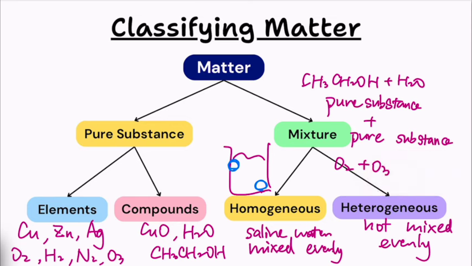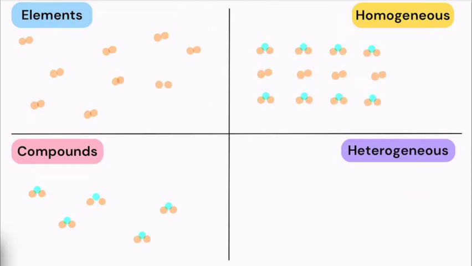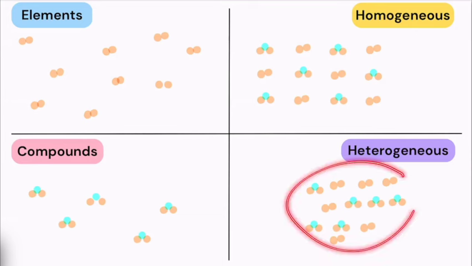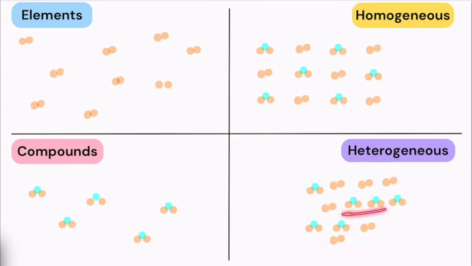Or let's say you have pasta, and the pasta is mixed with the cream and then the sauce and then the toppings, this is also a heterogeneous mixture. This is an example of the homogeneous mixture. They are mixed evenly. In this heterogeneous mixture, you can see a cluster of the compounds and a cluster of the elements. So they're not mixed thoroughly or evenly. So this is what we call a heterogeneous mixture.